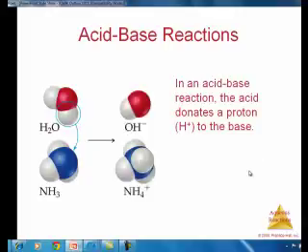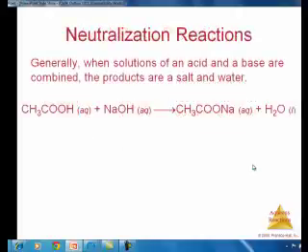Acid-base reactions, also known as neutralizations. Okay. The acid is going to donate a proton to the base. Okay, in this case, I have water actually acting as the acid, donating a hydrogen, H+, to the ammonia molecule. NH3 is ammonia. After they react, I have a hydroxide ion, and I have the ammonium ion.